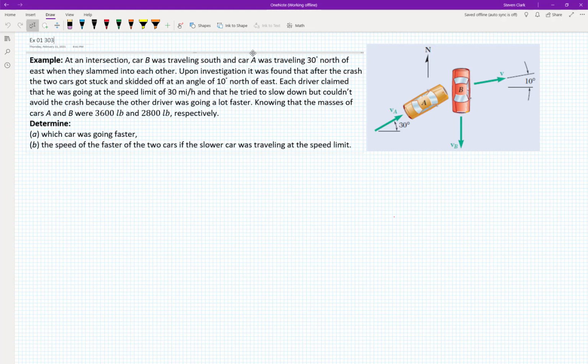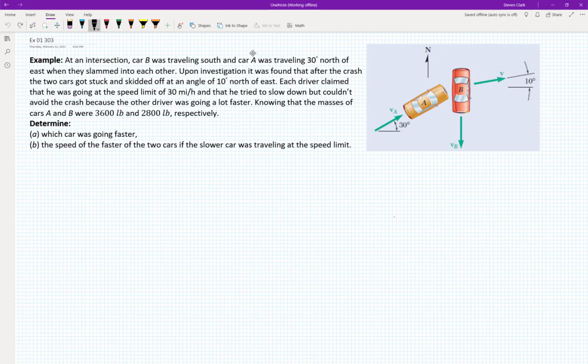Okay, so what do we have in here? We have two bodies, right? We have car A and car B. In other words, we have two particles, right? Particle A and particle B. They both have masses, different masses, and I believe that they will collide, right? One of them will impact the other one.